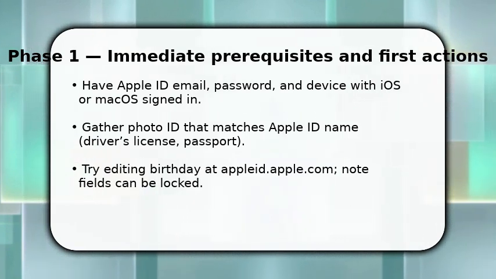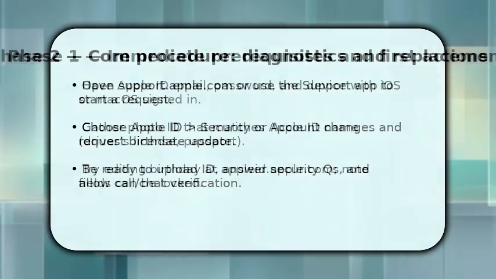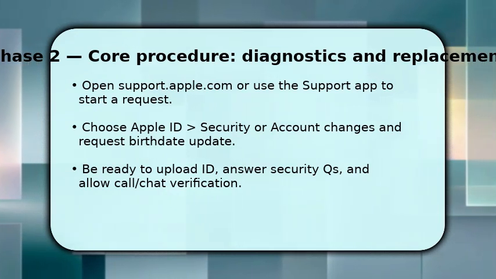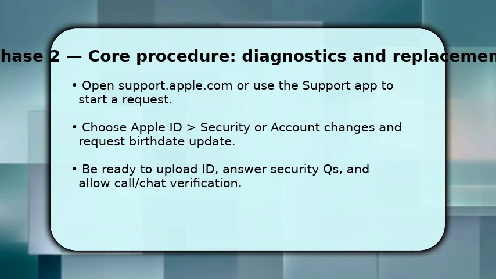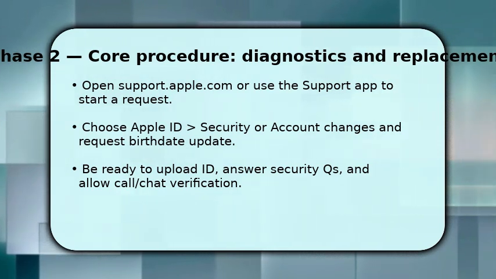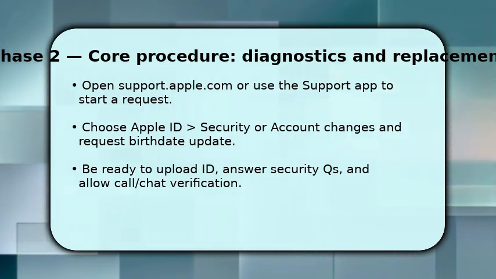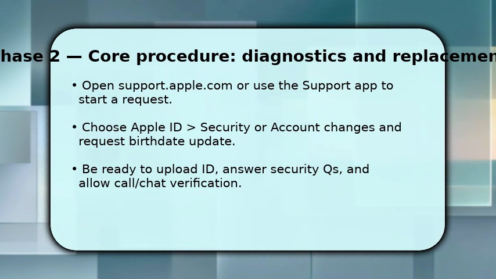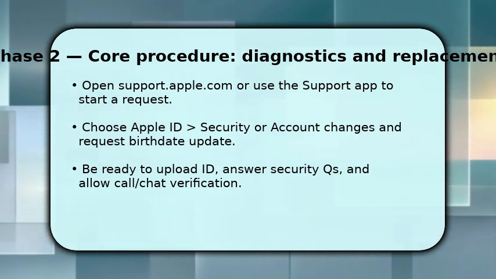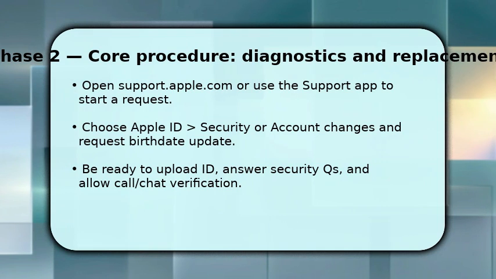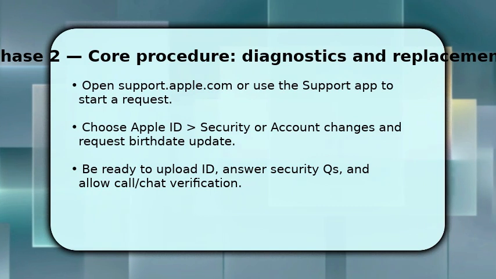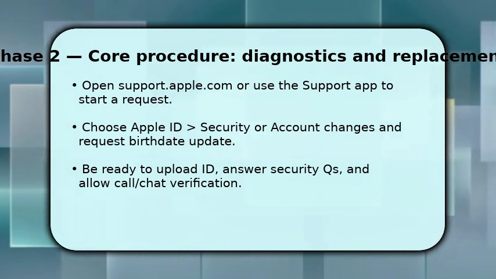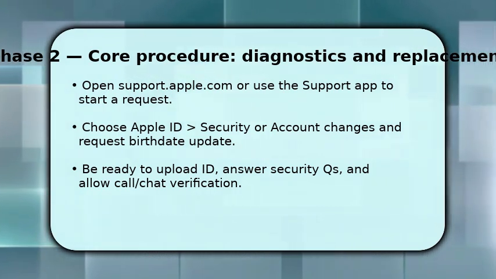If you cannot edit the birthday, contact Apple support and request an Apple ID birthdate change. Choose the Apple ID category and explain that the field is locked. You will be asked to verify identity, upload a clear photo of your government ID and any requested forms. Apple may also ask for a selfie or a verification code. Once the agent confirms your documents, they'll process the change. Make sure to get a case number and a timeline for completion before ending.